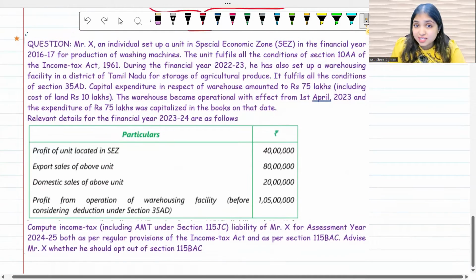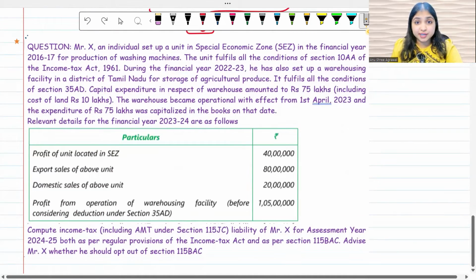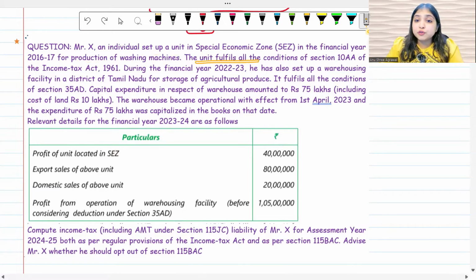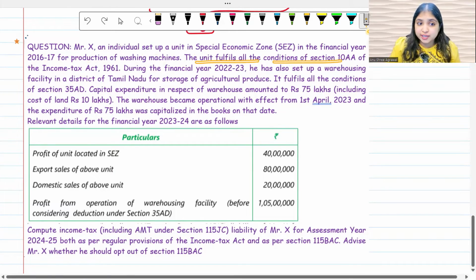It's an interesting question. We'll first give this question a reading and then we'll work it out. The question says, Mr. X, an individual, set up a unit in SEZ in the financial year 16-17 for production of washing machines. The unit fulfills all the conditions of Section 10AA of the Income Tax Act 1961. So the assessee, first of all, has a unit in SEZ. This was set up in the financial year 16-17 and the unit is fulfilling all the conditions of Section 10AA.